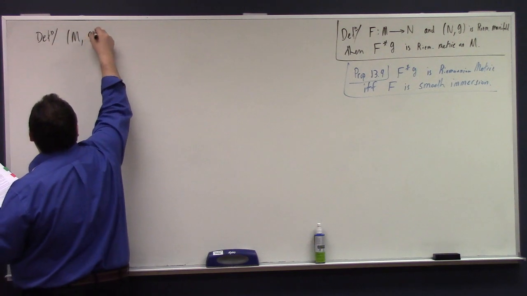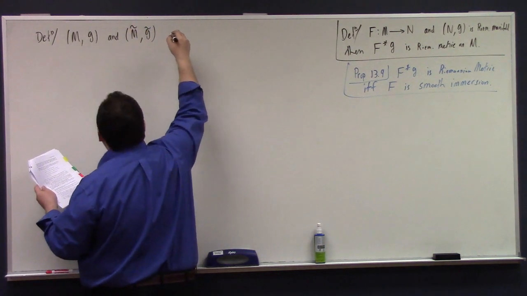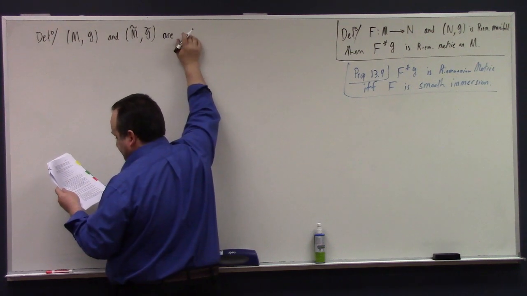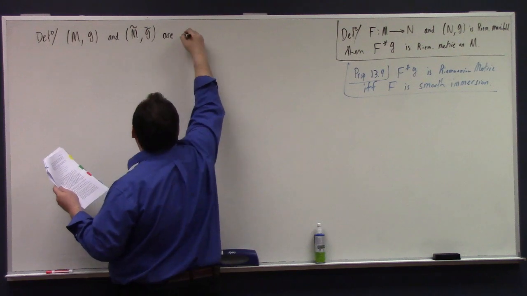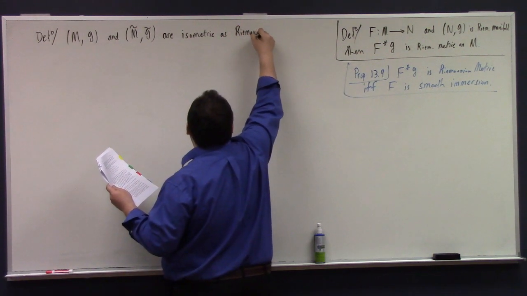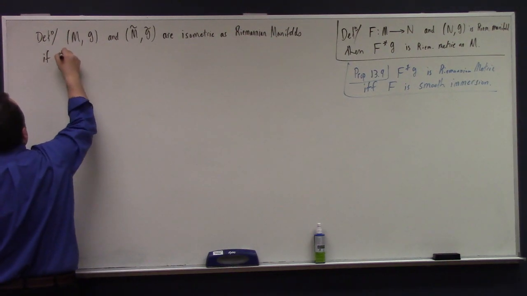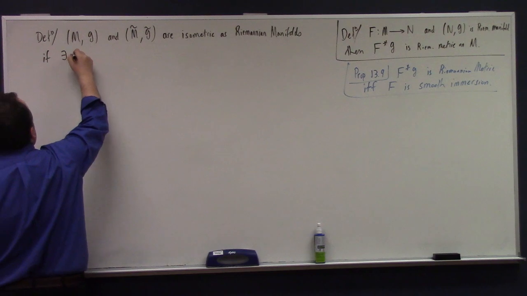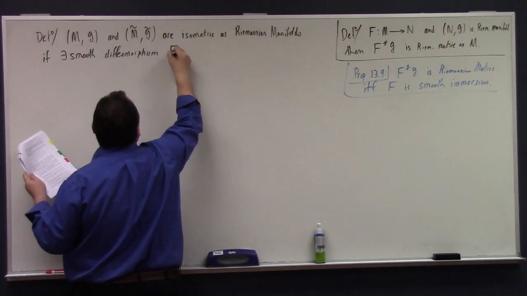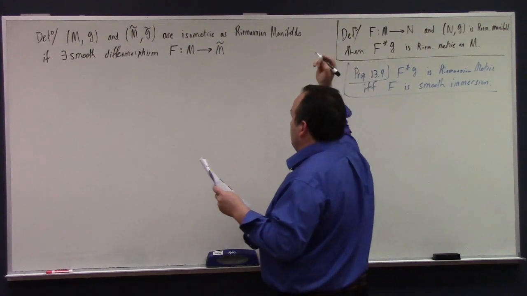So here's the deal. If you have M paired with g, and another Riemannian manifold, M tilde paired with g tilde, and these are isometric as Riemannian manifolds, if there exists a smooth diffeomorphism F from M to M tilde, such that what?